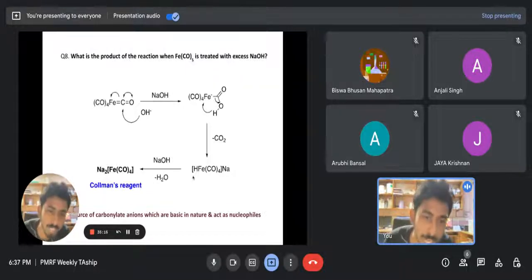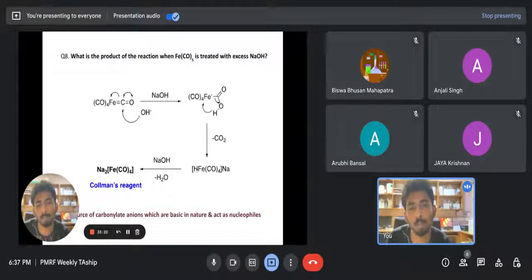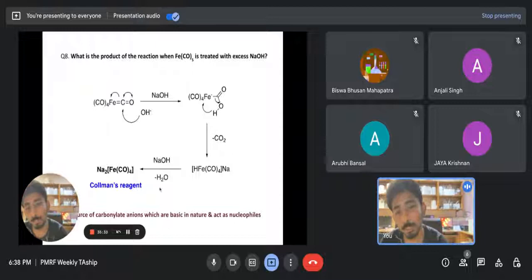So OH minus will abstract this proton. This is quite acidic in nature for it. So it will abstract this hydrogen as a proton, and it will be eliminated as H2O. So this is also a neutral molecule that is eliminated in this reaction pathway. So firstly the CO2 gets eliminated, and lastly this H2O gets eliminated.